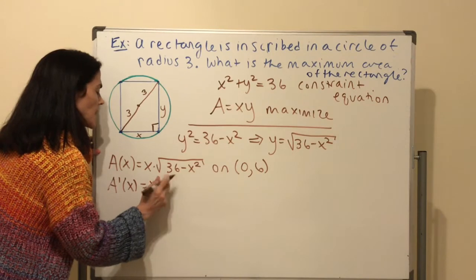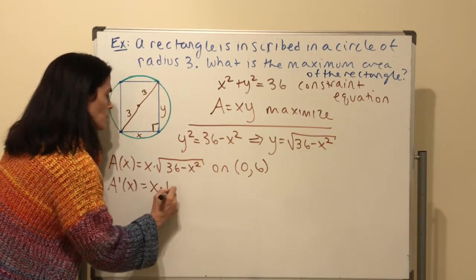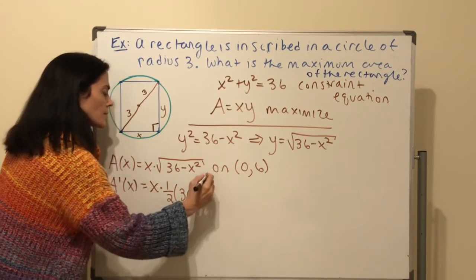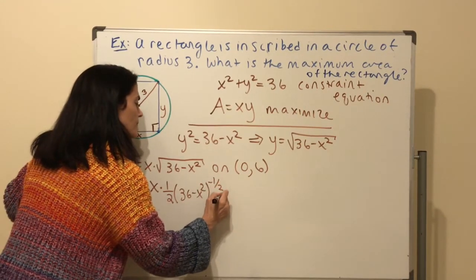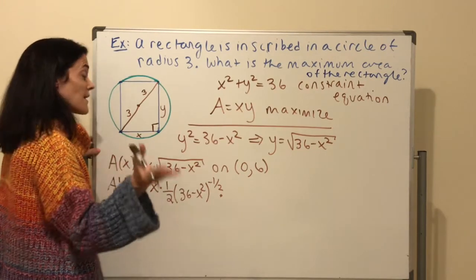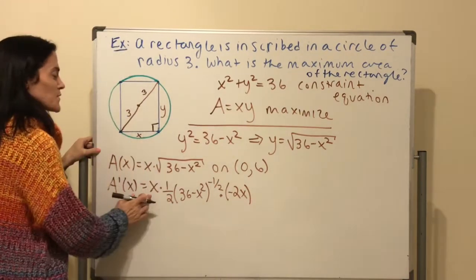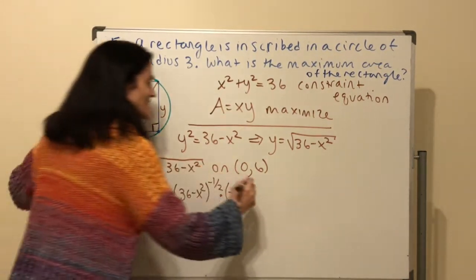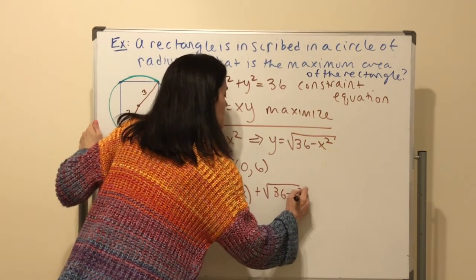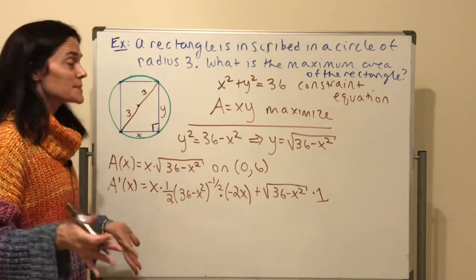First times the derivative of the second, which is a chain rule. This is derivative of the outside evaluated at the inside, and then times derivative of the inside function. So first times derivative of the second plus second times derivative of the first. But the derivative of the first is 1. I need critical points.